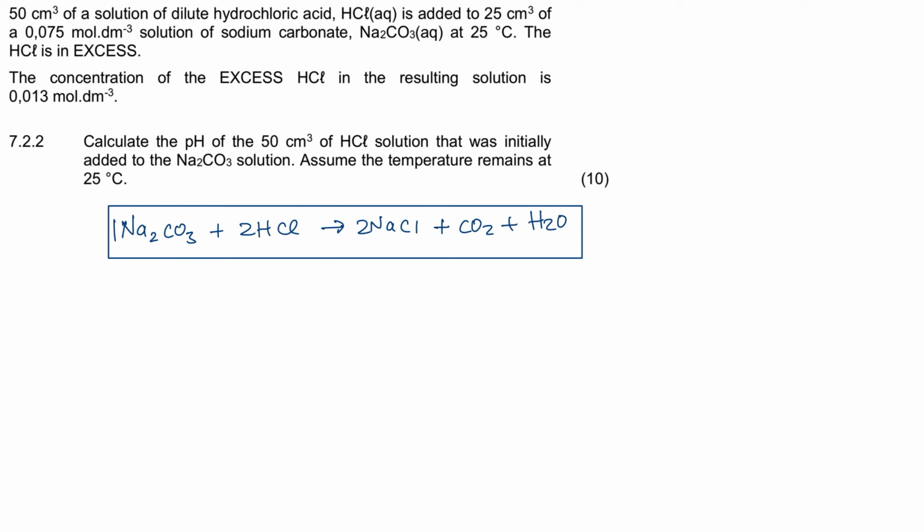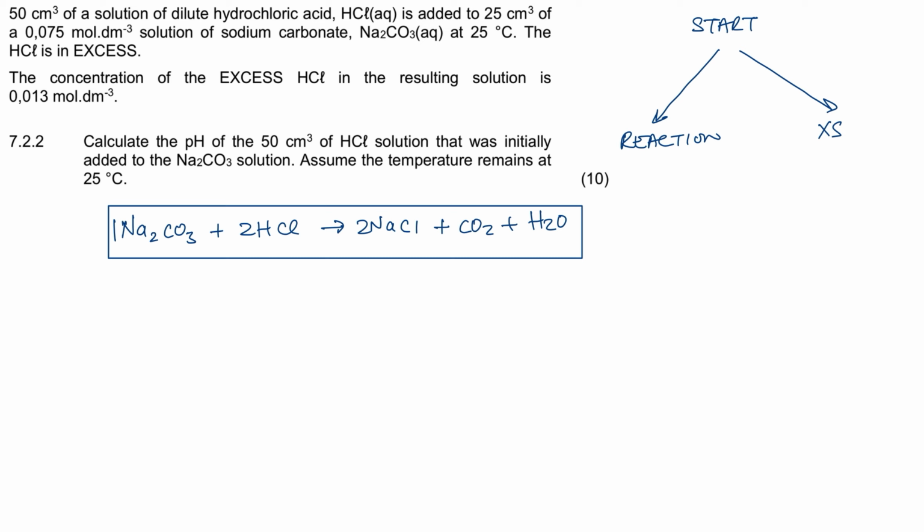So let's just draw a little diagram here. At the start, the number of moles of HCl is going to be used for the reaction, and the other part of it is just going to lie in excess. The idea here is to calculate the number of moles that was used in the reaction, calculate the number of moles that was lying in excess, add it up, convert it to a concentration, and then calculate the pH. So it's not too dissimilar to other types of questions that have been done before. But let's take a look at it.